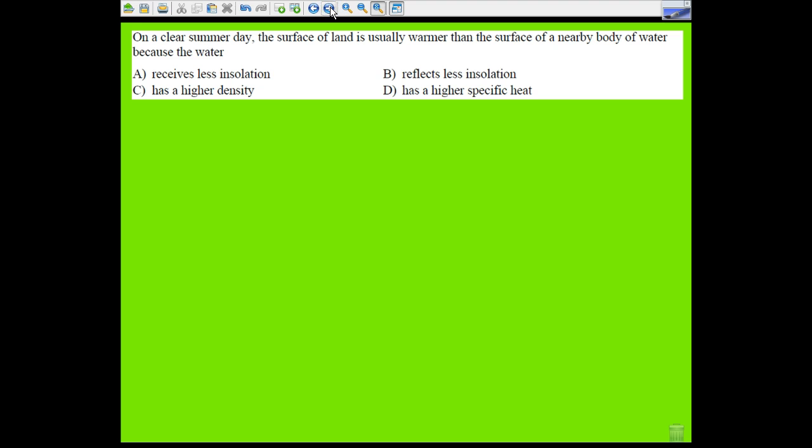And what about this one? On a clear summer day, the surface of land is usually warmer than the surface of a nearby body of water because the water, what do you think the answer to that one is? Oh, perhaps you need some music to concentrate? Is that what you're saying? Because you're being hesitant?